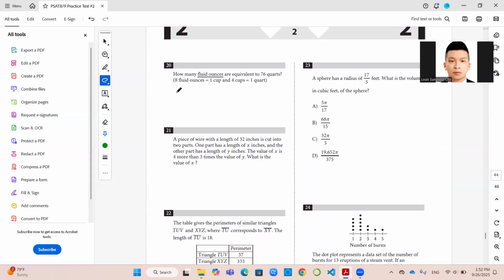How many fluid ounces are equivalent to 76 quarts? So 76 quarts.